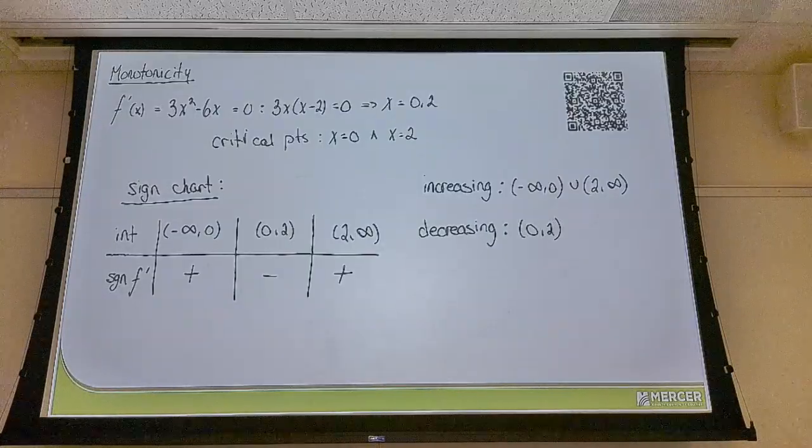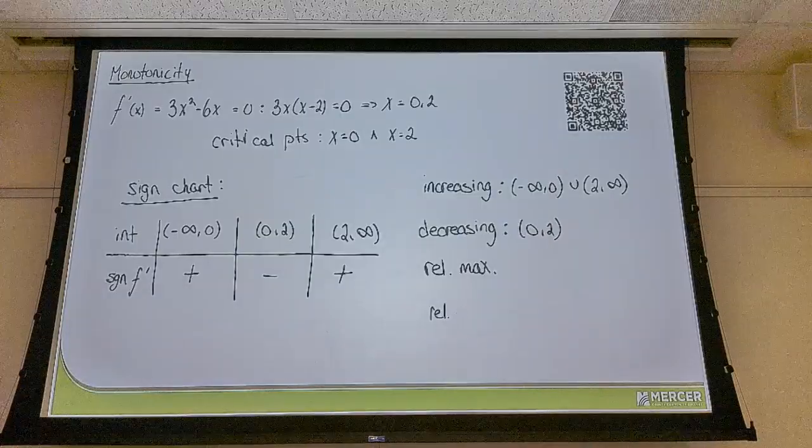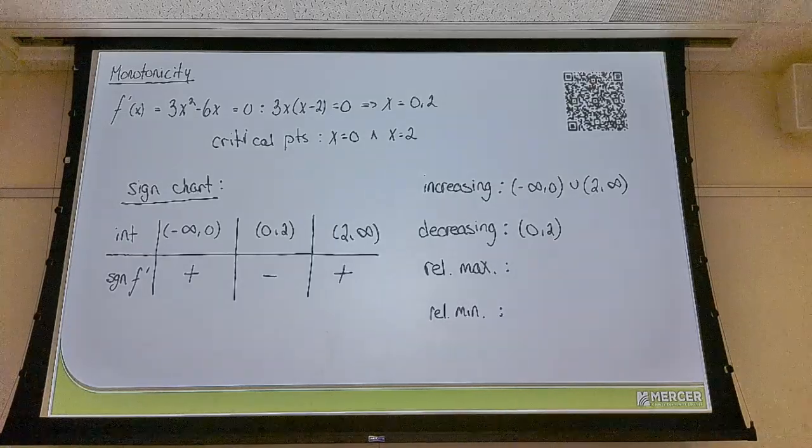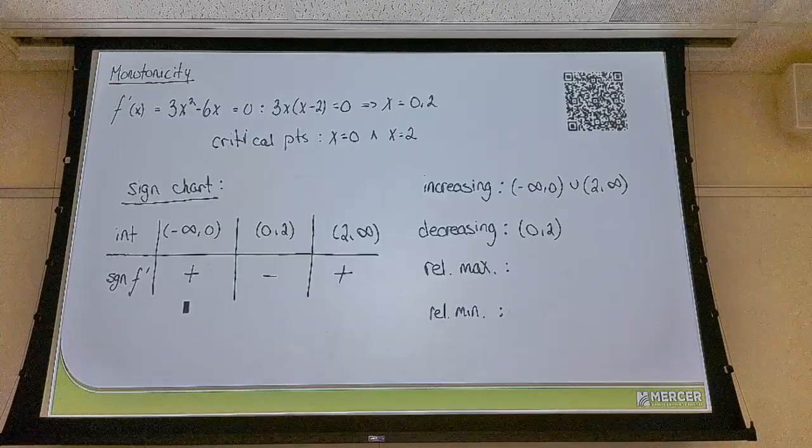Now for the extrema. Go back to the sign chart. Do we switch signs? What does it go from? That's positive to negative. What kind of extrema is that? That's the max. That is a max, right? There's a max at 0.